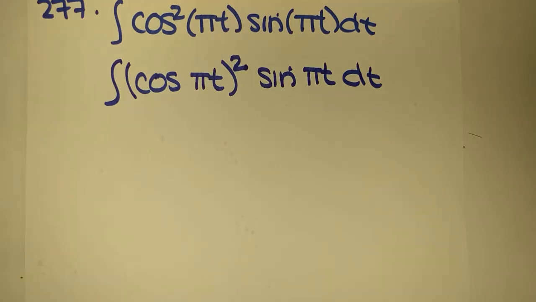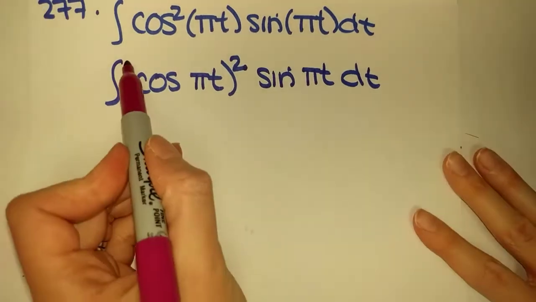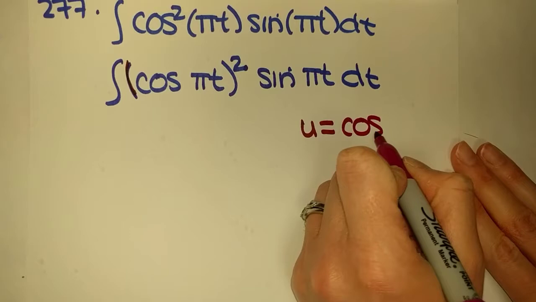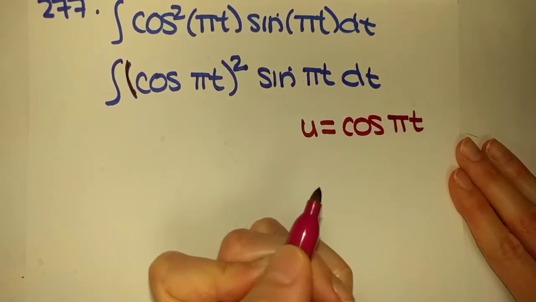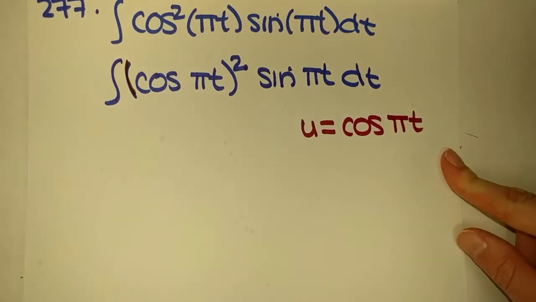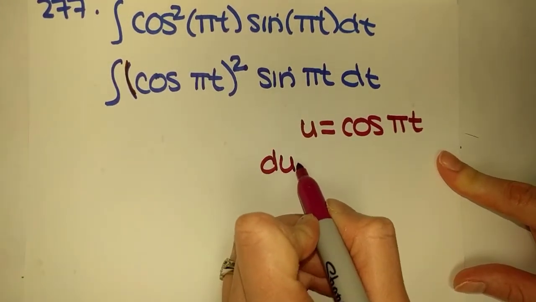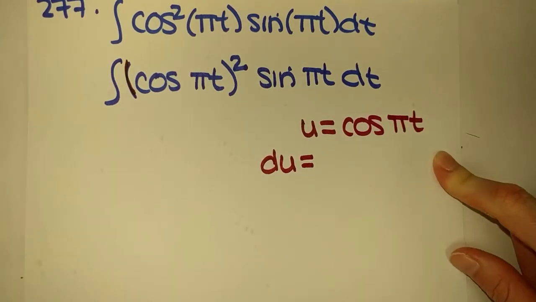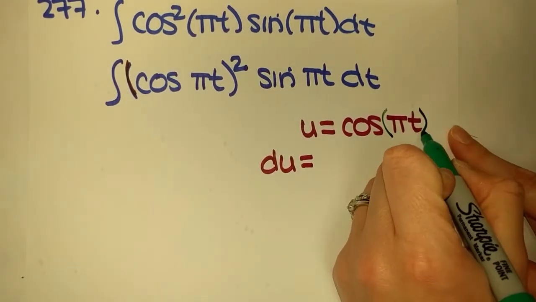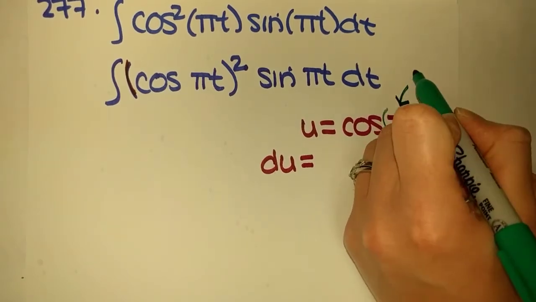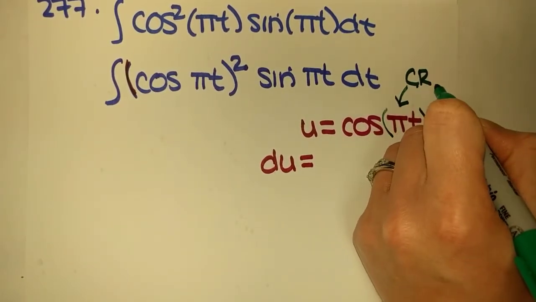Once I rewrite that, I say to myself, oh, I have parentheses to a power, so let me pick as my u that quantity inside of the parentheses. So I'll pick u as cosine pi t. Now, to take the derivative, we really have to be on our toes here because cosine of pi t has parentheses around it. It's the argument of the trig function. And so this is going to require the chain rule.